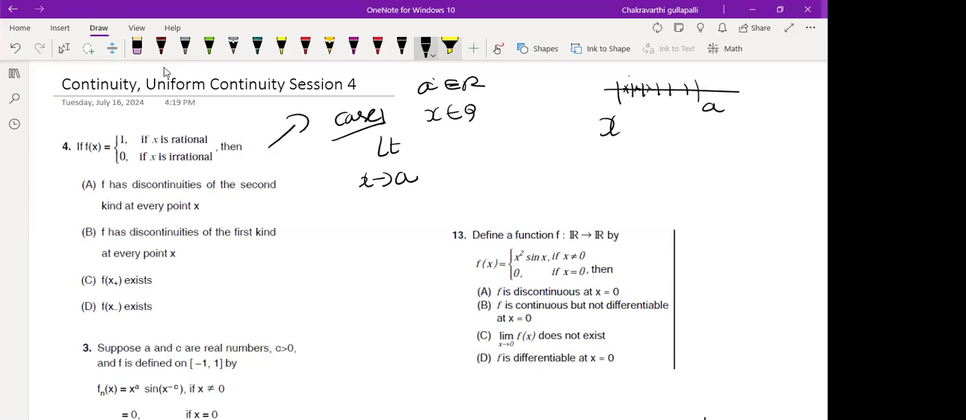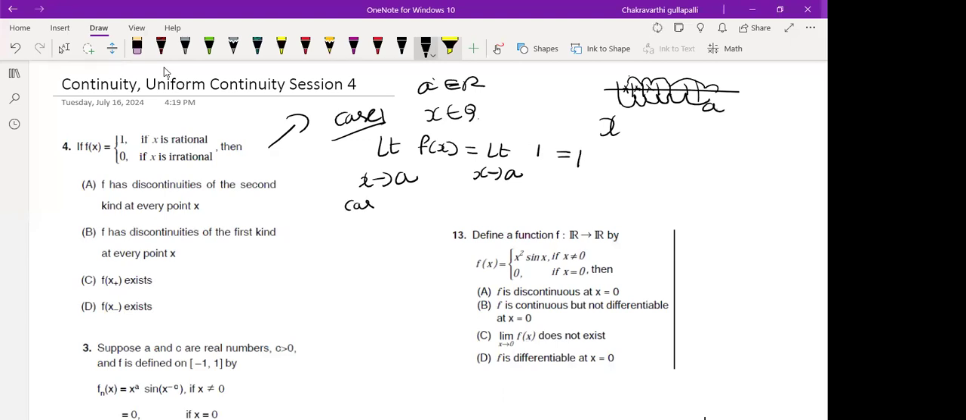As I said yesterday, x can approach A through rational numbers, jumping over irrationals. It can approach through irrationals. These are the two cases. Irrespective of the approach, the limit should be finite and unique. We want to find the limit as x approaches A of f(x). When x belongs to Q, x is rational, f(x) is 1. So the limit is 1.